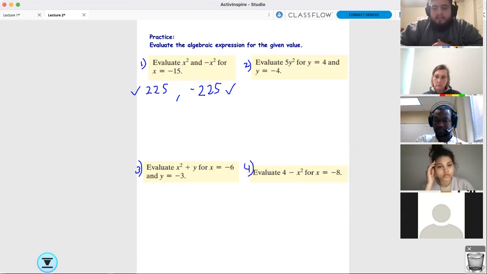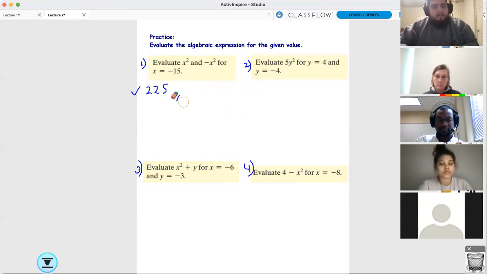So when you plug them in, let me show you how they should look, okay? They should look like this. Because you're going to have two expressions with the same x, right? You're going to have parentheses negative 15 squared, and the other one is going to be negative parentheses negative 15 squared.